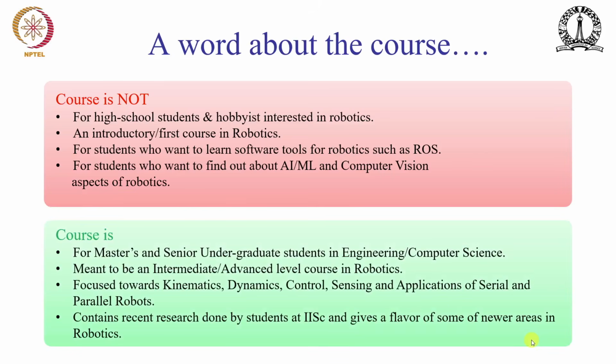This course is for masters and senior undergraduate students in engineering and computer science. It is meant to be an intermediate or an advanced level course in robotics. It is more mathematical in nature. This course is focused towards kinematics, dynamics, control, sensing, and application of serial and parallel robots. We will have many instances where we model and analyze parallel robots. This course contains recent research done by students at IISc and gives the flavor of some of the newer areas in robotics.